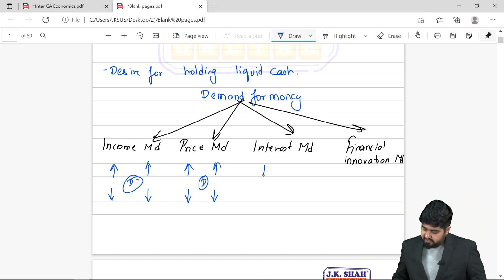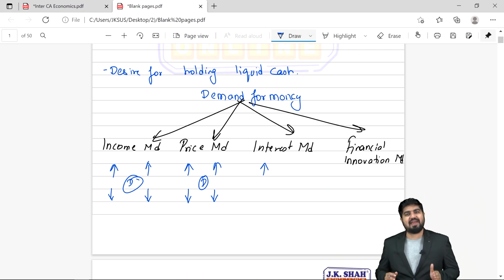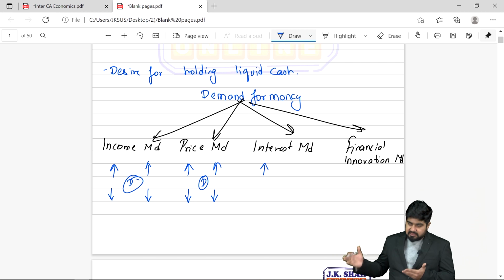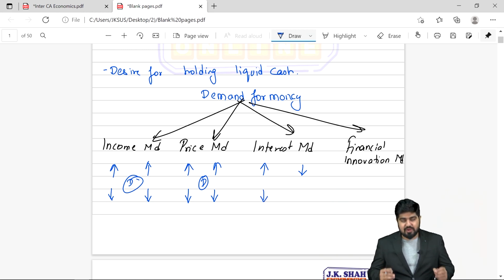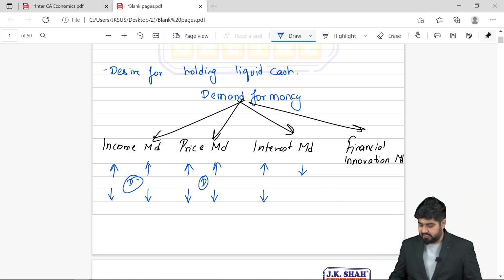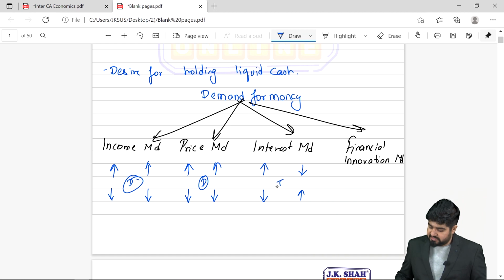Interest rate. If banks are offering you a very high interest rate, why would you keep money in hand? You will deposit it in the bank, which means your demand for money will be less. Similarly, if the interest rate that you are getting in the banks is less, what will happen to your demand for money? It will rise. So there is an inverse relationship here.